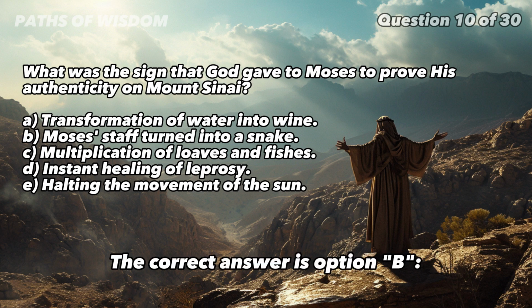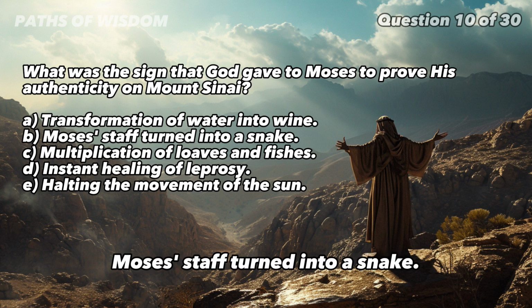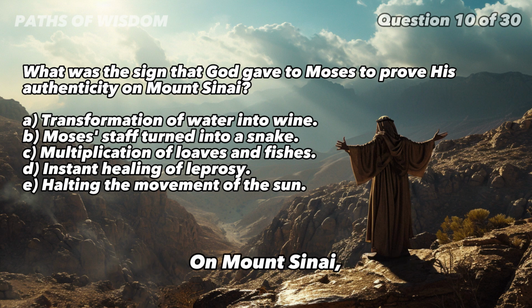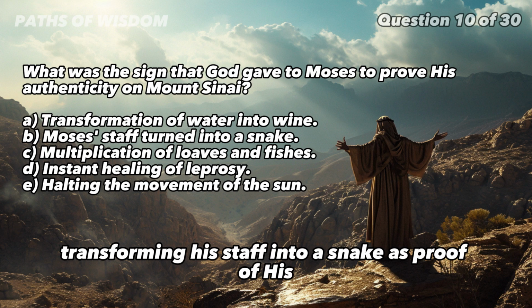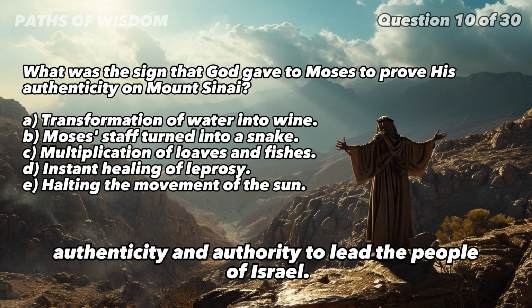The correct answer is option B. Moses' staff turned into a snake. On Mount Sinai, God gave Moses the sign of transforming his staff into a snake as proof of his authenticity and authority to lead the people of Israel.